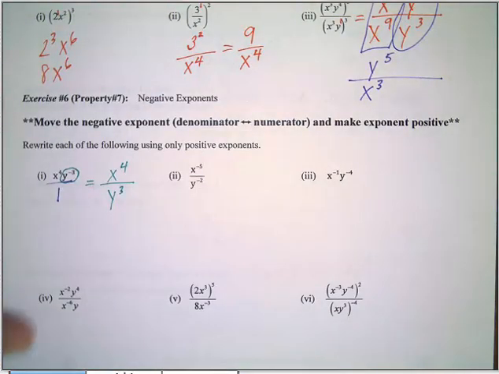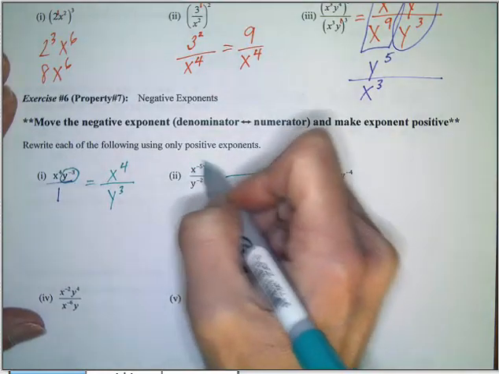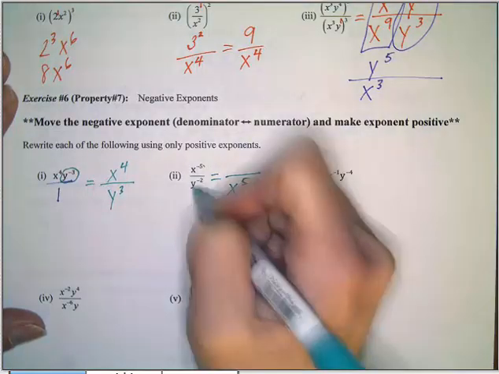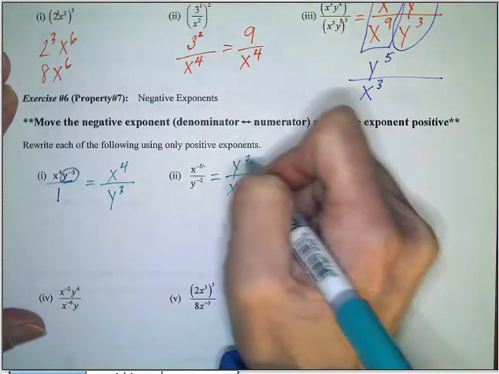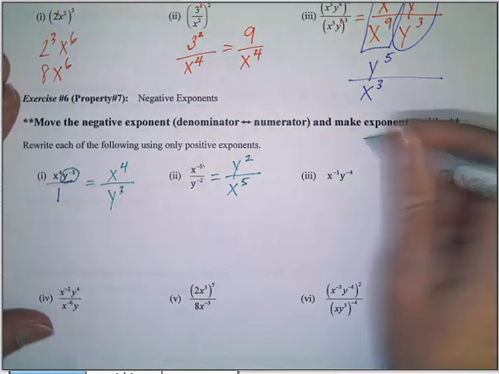In the second one, well, if it's negative on top, and I mean the exponent, I have to move it to the bottom and make the exponent positive. If it's negative on the bottom, I move it to the top and make it positive. And it means the exponent positive.